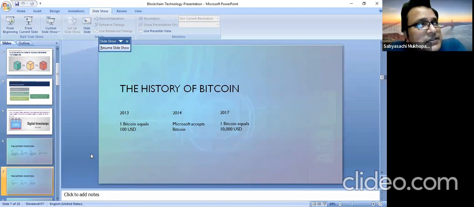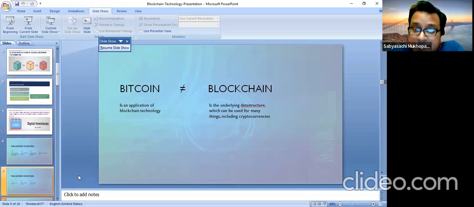You can see that within just a 7 year period of time, the valuation of the Bitcoin increased 10,000 times, because in 2010, it was one Bitcoin equals one USD. In 2013, one Bitcoin equals 100 USD. And in 2017, it becomes 10,000 USD. So you can see the valuation has increased 10,000 times within just a 6 to 7 year period of time. That is one of the things which has struck in the mind of the technologists as well as the business person, that Bitcoins are becoming quite effective for the business community.